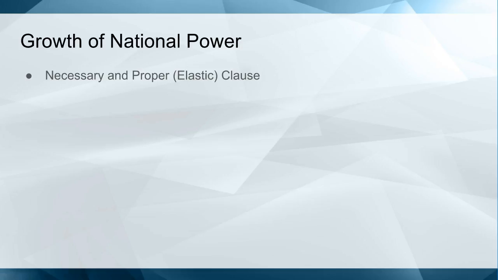First off is a loose interpretation of the elastic clause, also known as the necessary and proper clause. Obviously, depending upon how you define what is necessary and proper, this can cause a growth or a contraction in the elastic powers of the national government. The loose interpretation of the elastic clause begins, as previously noted, with the court case of McCulloch versus Maryland.